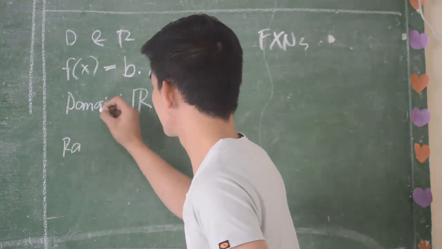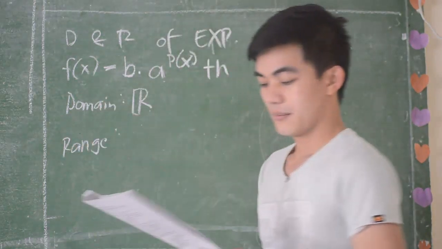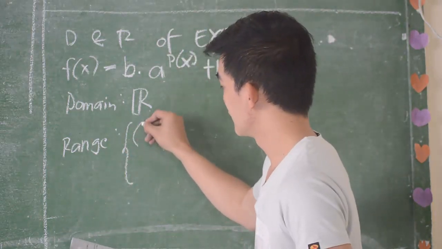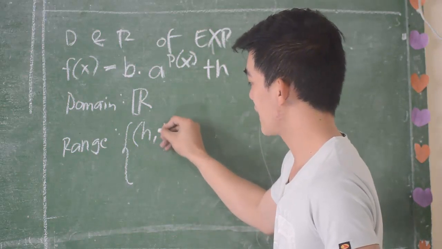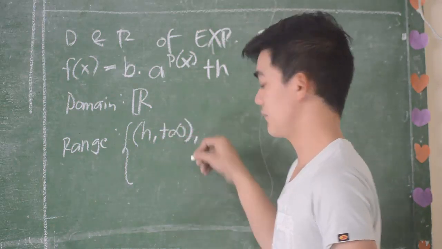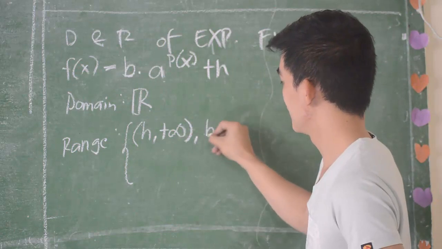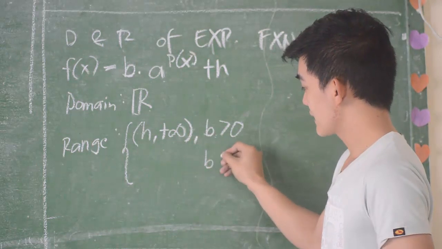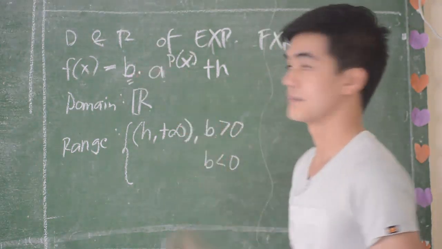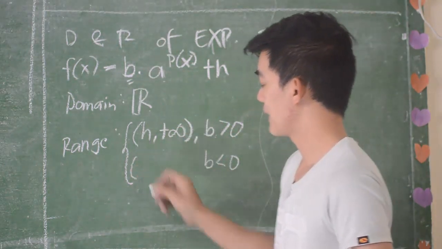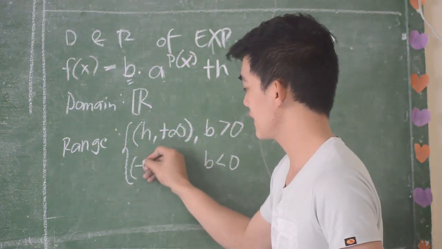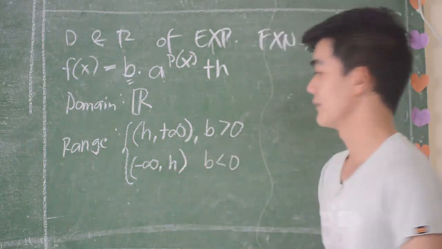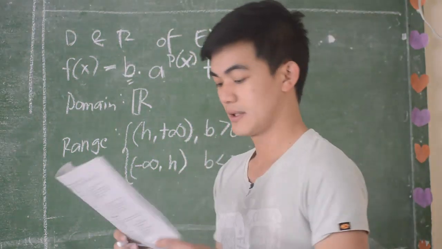For our range, we have two cases here. The range would be (h, positive infinity) if our b here is positive, that is, greater than 0. If it is less than 0, then our range would be (negative infinity, h). Okay, so that is our case here.